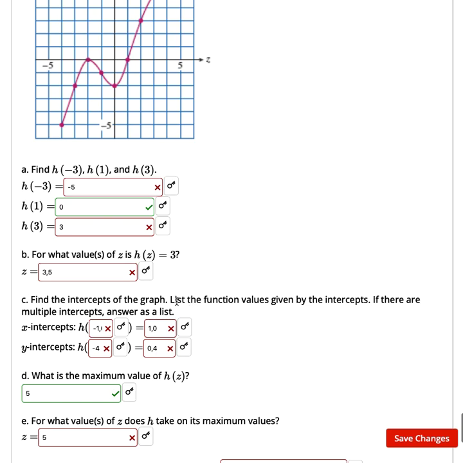Find the intercepts of the graph. List the function values given by the intercepts. If there are multiple intercepts, enter it as a list. Okay, so this is saying this wants that, and what is that? Oh, that's a dumb way of saying that. This is a really dumb way of asking this question. Okay, so the x-intercepts, h of... I wish I could make that go away so you can see it better. H of what number, what are the x values for the x-intercepts of this function?